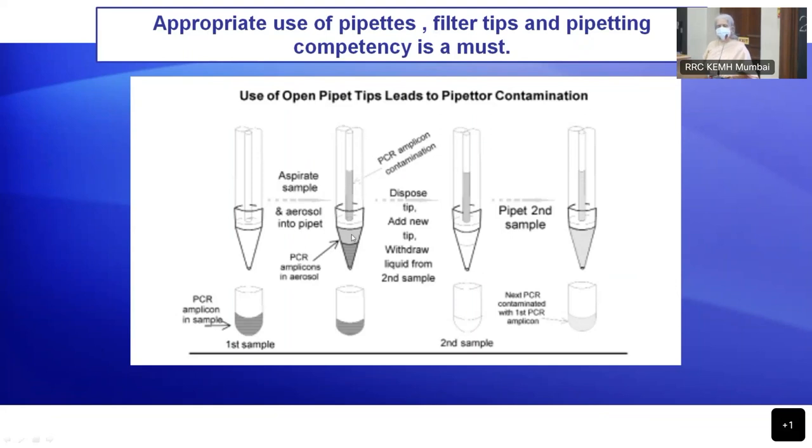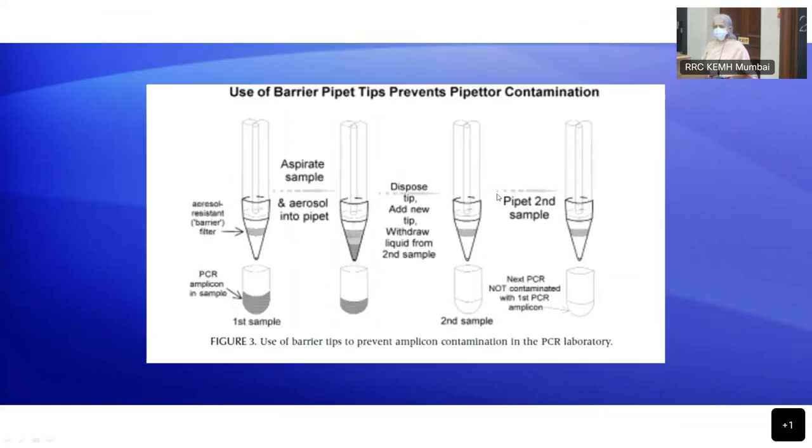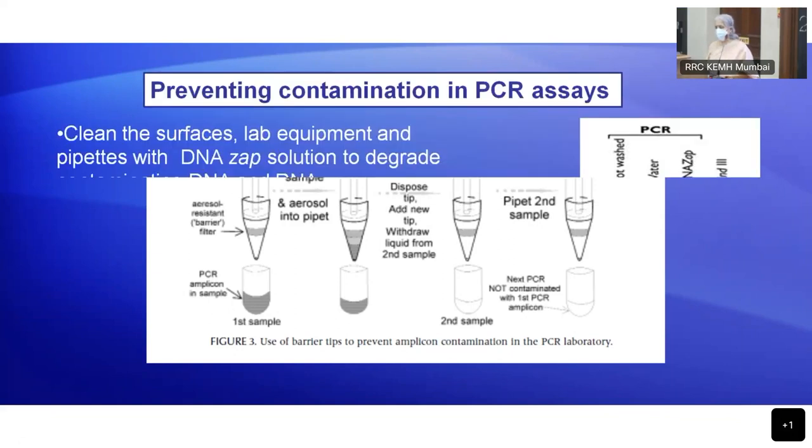Right? So when you discard the tip, the tip will be discarded. But this portion still remains. So when you take the next sample and add it to the next one, you are also adding this portion. Which means that you are carrying over the sample of the first and adding it to the sample of the second, because we did not use the concept of barrier tips. When you use a barrier tip, it does not capture all that. So nothing gets into the pipette, and the additions are clean and without contamination. So every PCR laboratory should necessarily use only barrier tips.